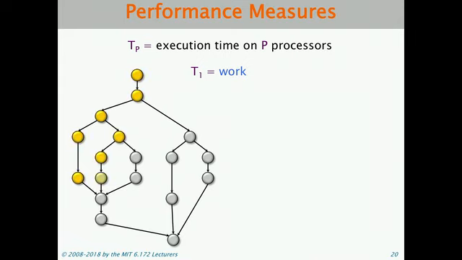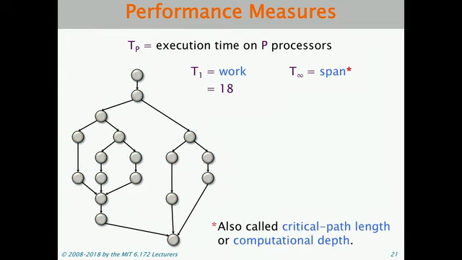So in this example, the number of nodes here is 18. So the work is just going to be 18. We also define T of infinity to be the span. The span is also called the critical path length or the computational depth of the graph. And this is equal to the longest directed path you can find in this graph. So in this example, the longest path is 9.